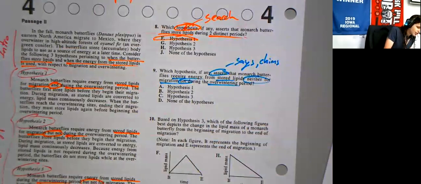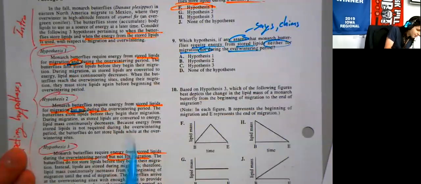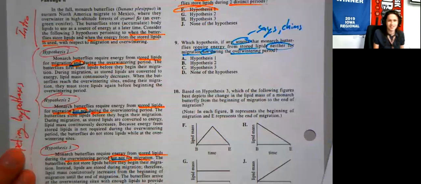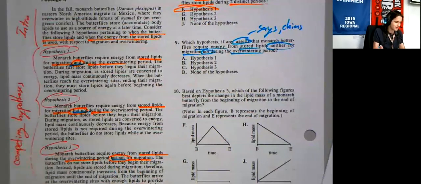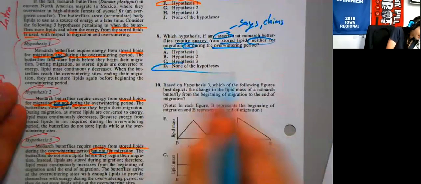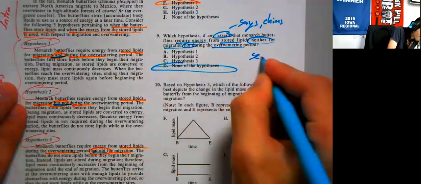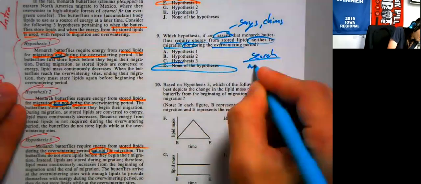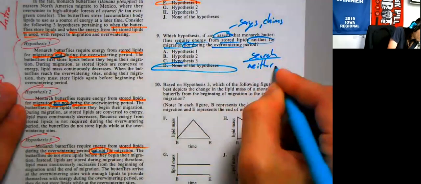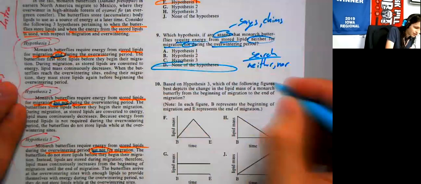Well, we just saw the and, we just saw the but not, and we saw the but not, but we didn't see a neither nor. We didn't see any neithers. Since we didn't see any neithers or nors, that's going to be none of these. You might have searched for neither nor in relation to those stored lipids.